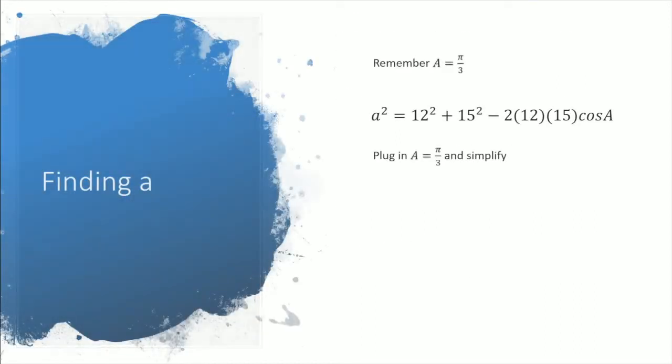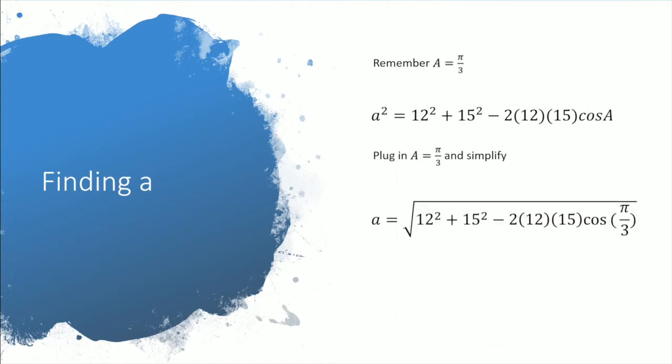Remember, we still need to find a. To find lowercase a, we're going to have to take the square root of our filled law of cosines equation, giving us a equals the square root of 12 squared plus 15 squared minus 2 times 12 times 15 times cosine of pi over 3, which equals the square root of 189.